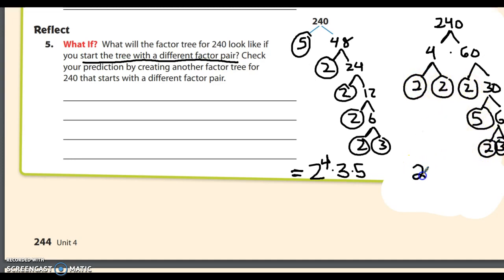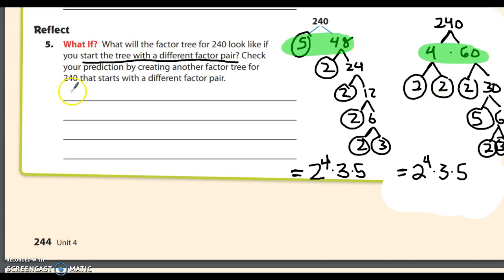So I've got 4 2's, that's 2 to the 4th power. I've got a 3, and I've got a 5. And what you should notice is that it's exactly the same. What we want you to recognize here is that if I start my factor pair with a true statement, 5 times 48, and you start your factor pair with a true statement, 4 times 60, you end up with the same terms as me. Your path looks different and your tree looks different, but you get the same exact terms as me. So we got to write that.